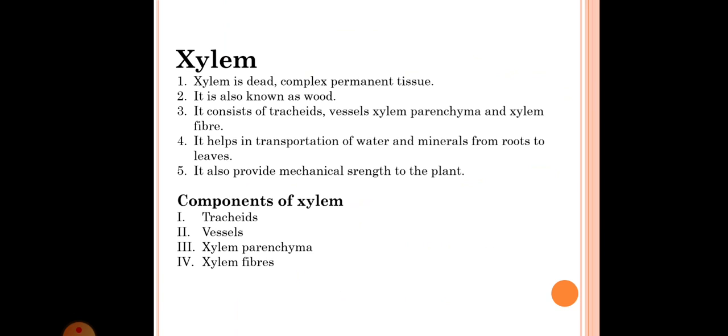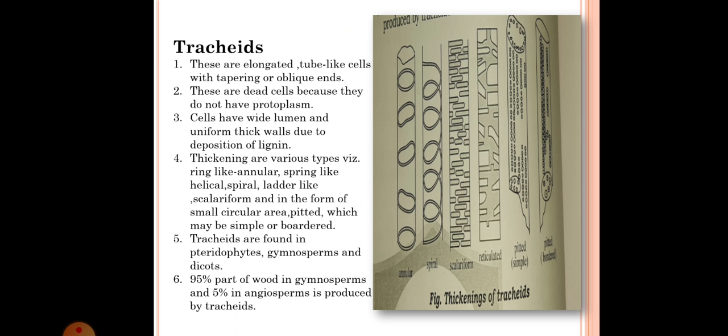There are four components in xylem. First one is tracheid, second one is vessels, third one is xylem parenchyma, and fourth one is xylem fiber. So these are the components of xylem. Next, the first component we'll see is the tracheid.